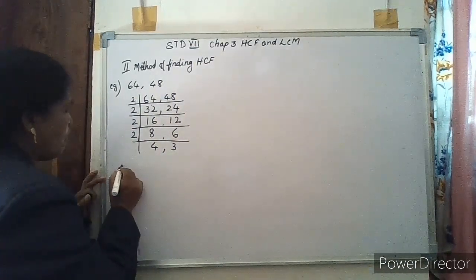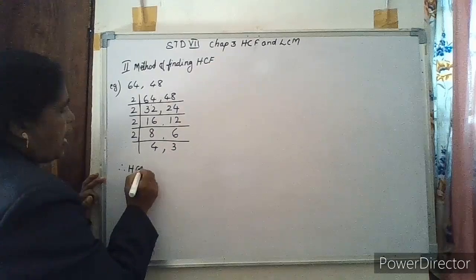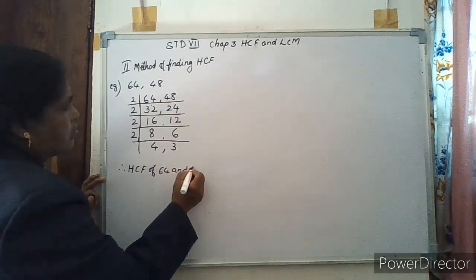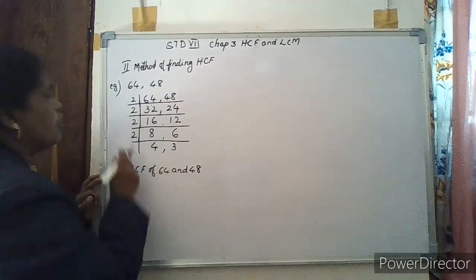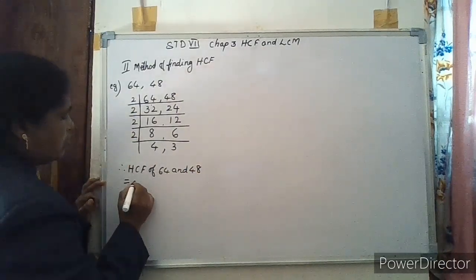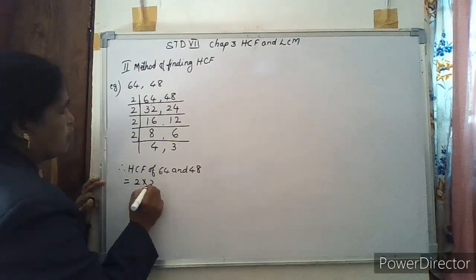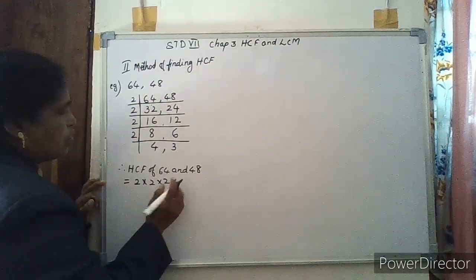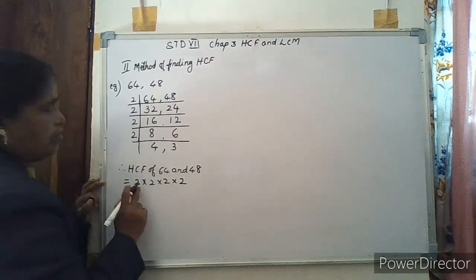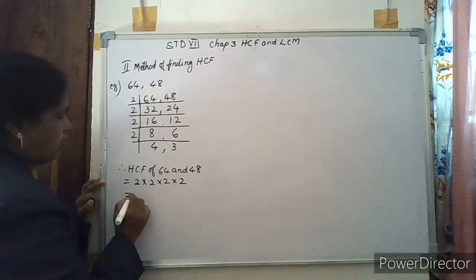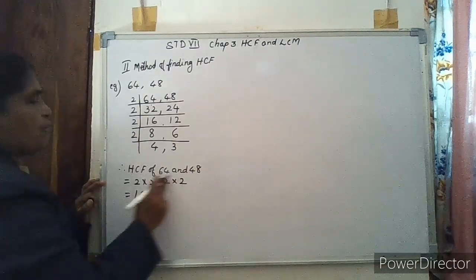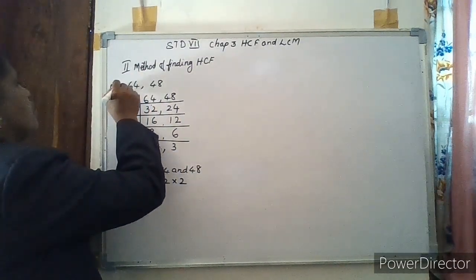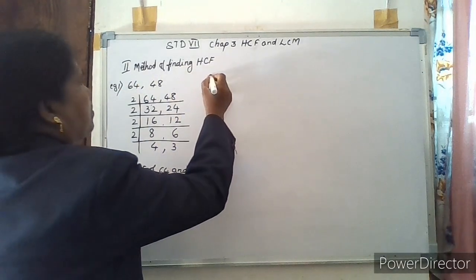So HCF of 64 and 48 is equal to the product of all these factors, which is 2 into 2 into 2 into 2, that is 1, 2, 3, 4 twos. Multiply this: 2 twos are 4, 4 twos are 8, 8 twos are 16. So HCF of these two numbers is 16. Now we have taken this as example 1. Now example 2.